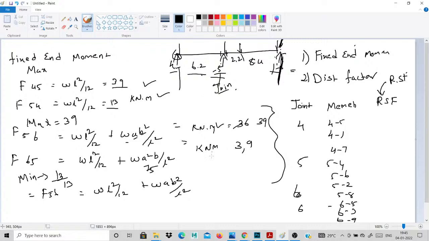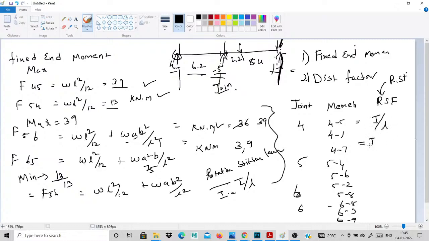Then how to calculate the rotation stiffness factor? The rotation stiffness factor is the main one. Okay, the rotation stiffness factor is the size of your body. You calculate the rotation size of your body. Then there is a formula: the rotation stiffness formula is I by L, equal to I by L.